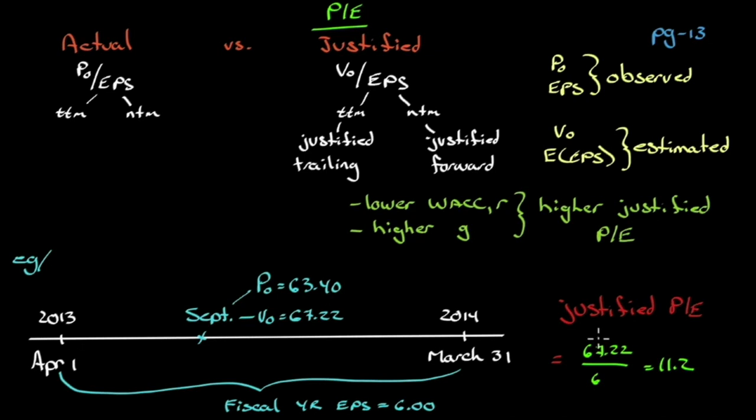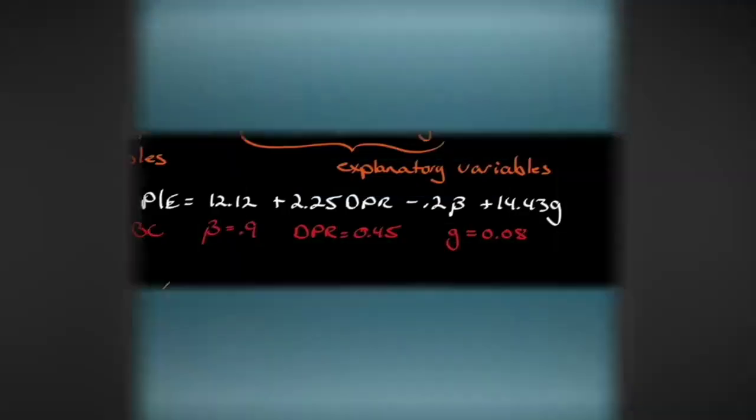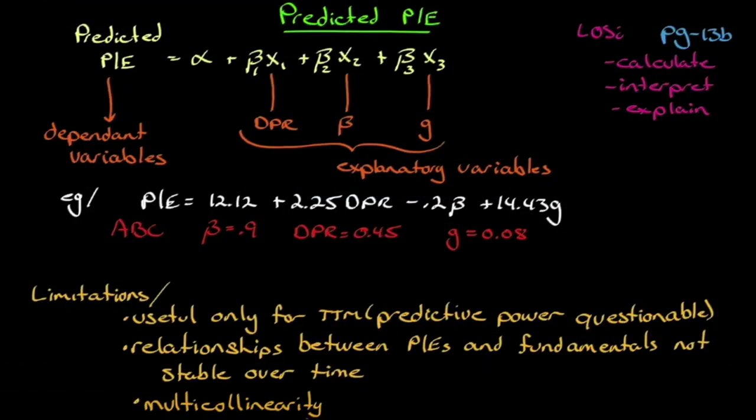If price, the actual observed price in the marketplace, is in your numerator, then you're not calculating justified, you're calculating actual, trailing, or forward. So here's another learning objective that kind of stands on its own. Calculate and interpret a predicted PE. You can do this with any price multiple. It doesn't just have to be a PE, but the learning objective just says the predicted PE, so we're going to let that stand alone.